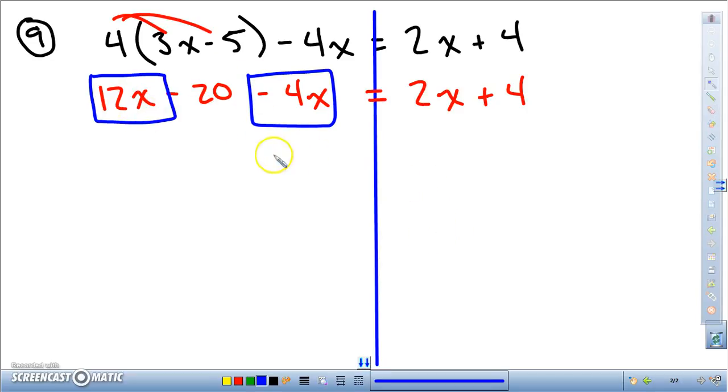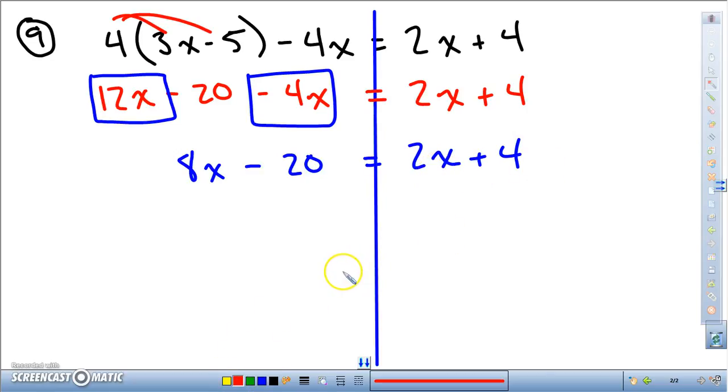So 12 minus 4 leaves me with 8x. I still have my minus 20. And then on the right side, I didn't do anything. So I still have my 2x plus 4. Okay, now I'm back to the point where I have a variable and a constant on the left, a variable and a constant on the right, which we've seen several times already today.